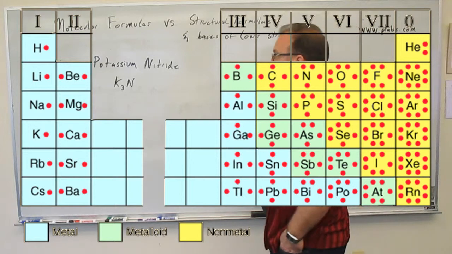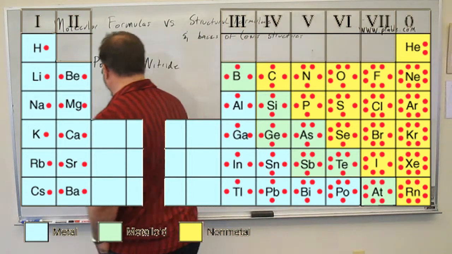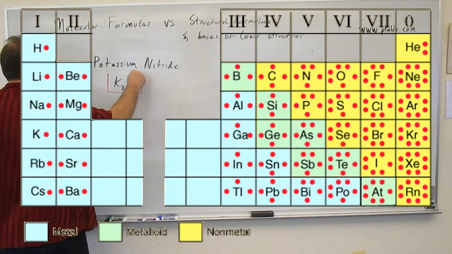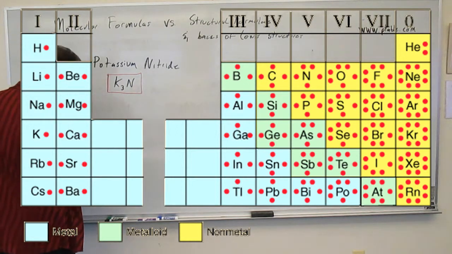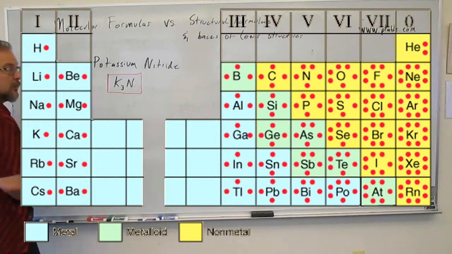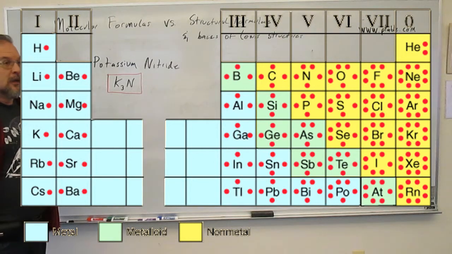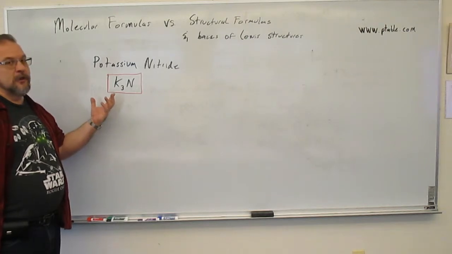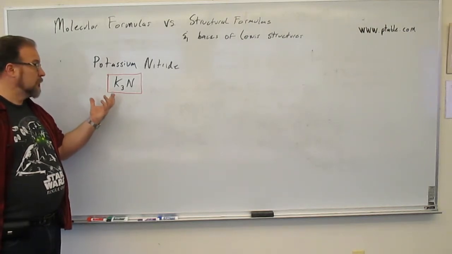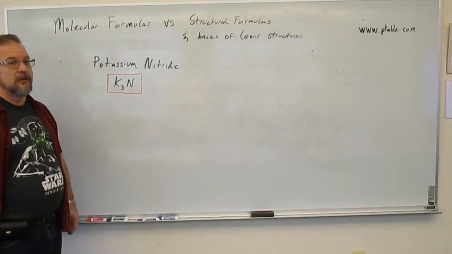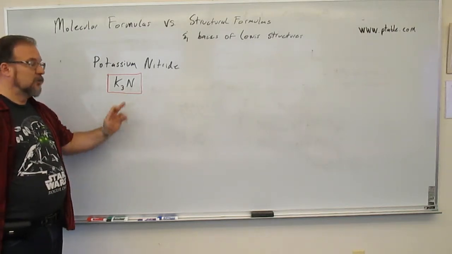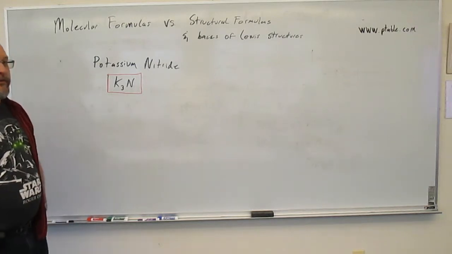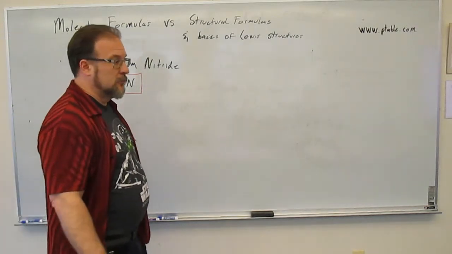So we figured out the molecular formula, what I'm showing in this red box, which is the molecular formula for potassium nitride. That's the molecular formula, and what it shows us is what potassium nitride contains. I look at this formula, and I know it has 3 potassium atoms bonded to 1 nitrogen atom. But it doesn't show me the structure of the atom.